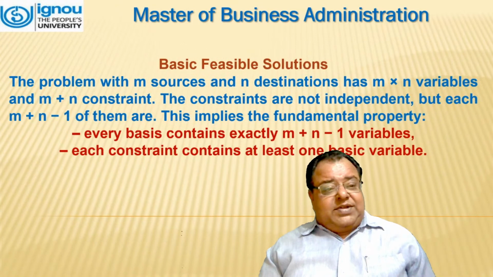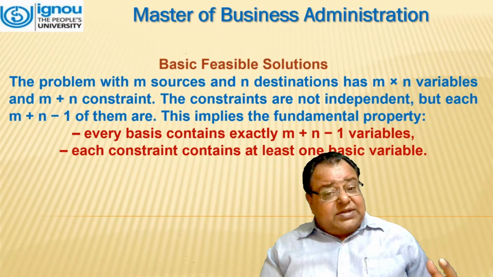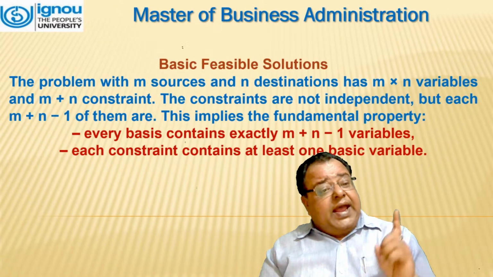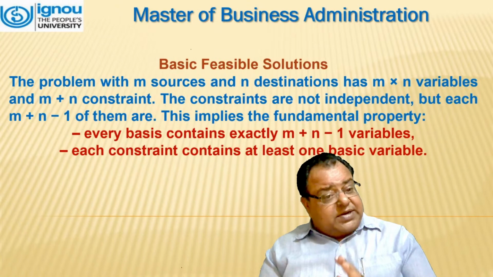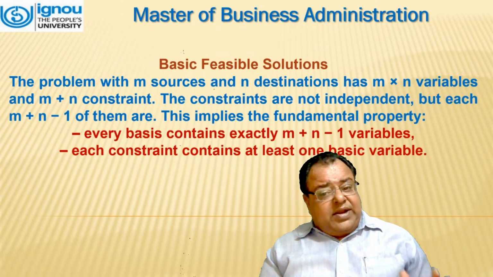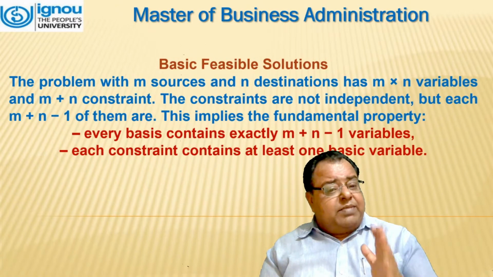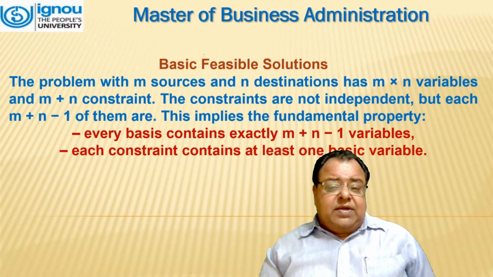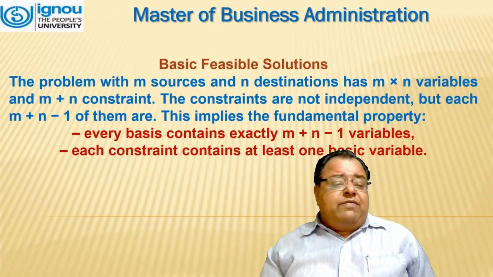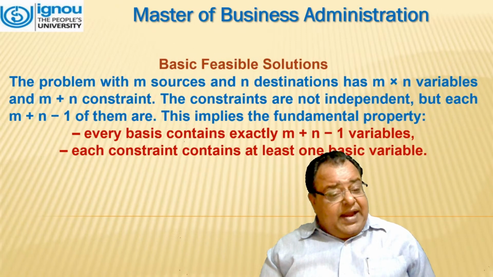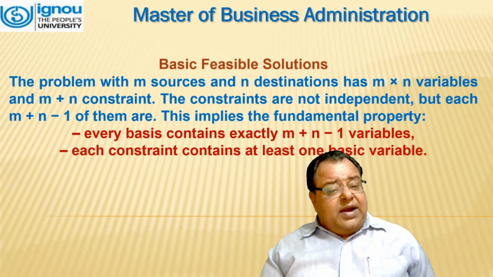Basic feasible solutions. A problem with m sources and n destinations has m by n variables and m plus n constraints. The constraints are not independent, but any m plus n minus 1 of them are. This implies the fundamental property: every basic solution contains exactly m plus n minus 1 variables, and each constraint contains at least one basic variable.